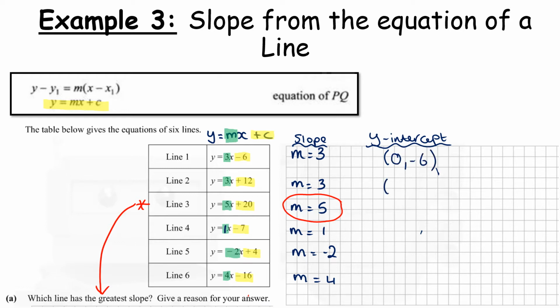And this is linking back to that little diagram on the top of page 18 in your log tables, which shows us the point 0, c. And we get 0, minus 7, 0, 4, and 0, minus 16. It's important that you're able to pull out both of those pieces of information, your slope and your y-intercept, given the equation of the line, because it can be very helpful. And we'll do some examples so you can see this in more detail.